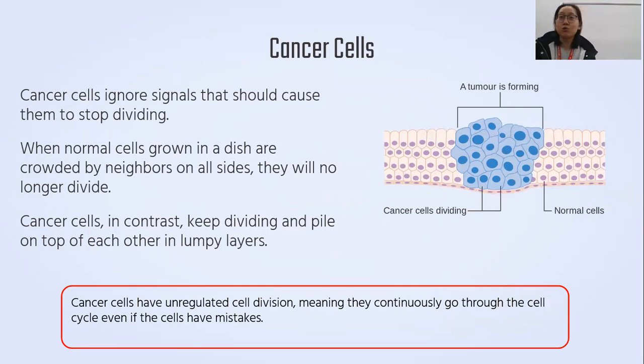The cool thing is that when you grow normal cells in a petri dish in a lab, they'll grow until they touch the end of the petri dish, and they'll only grow in a certain number of layers. But cancer cells don't stick to the layers rule, right? It's really messy here. You can see in this blue part of the diagram. And they'll grow and pile and crowd out the other cells, even if there's no more space inside of the petri dish. Cancer cells have unregulated cell division, meaning they continuously go through the cell cycle, even if the cell has mistakes.